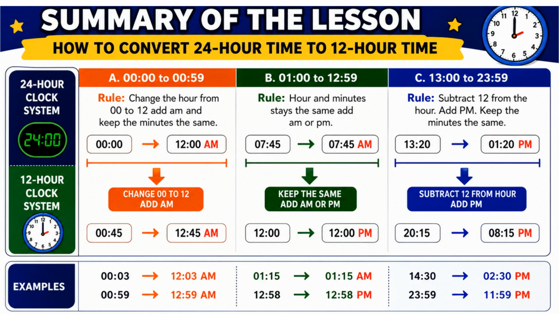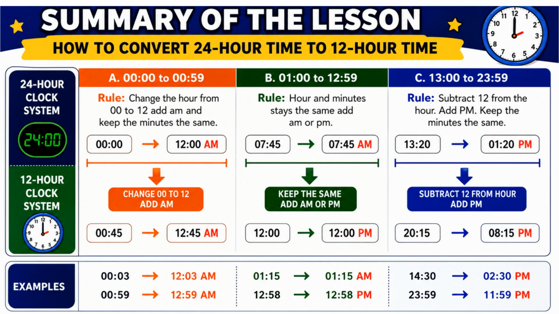Rule B, 0100 hours to 1259 hours. Keep the hour and minutes the same. Then add the correct period. 0100 to 1159 hours is AM. 1200 to 1259 hours is PM. For example, 0745 hours becomes 7:45 AM. 1200 hours becomes 12 PM.